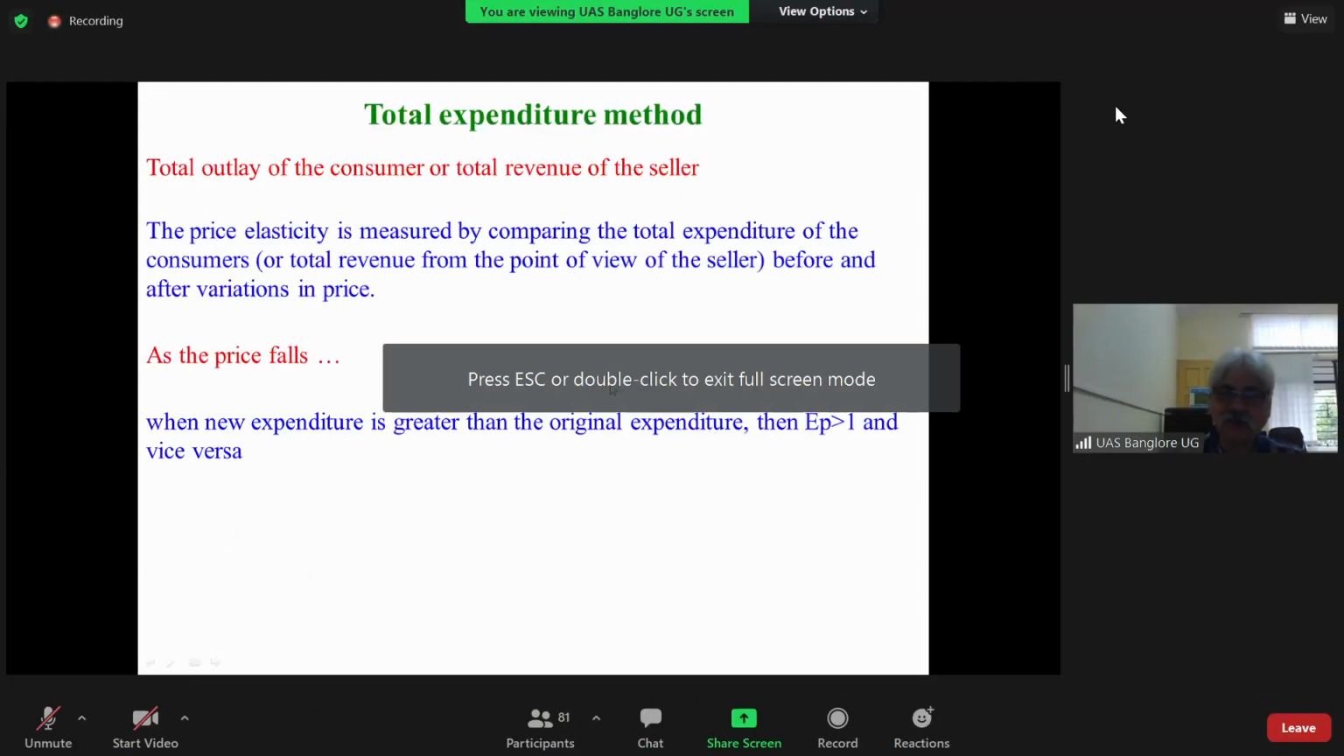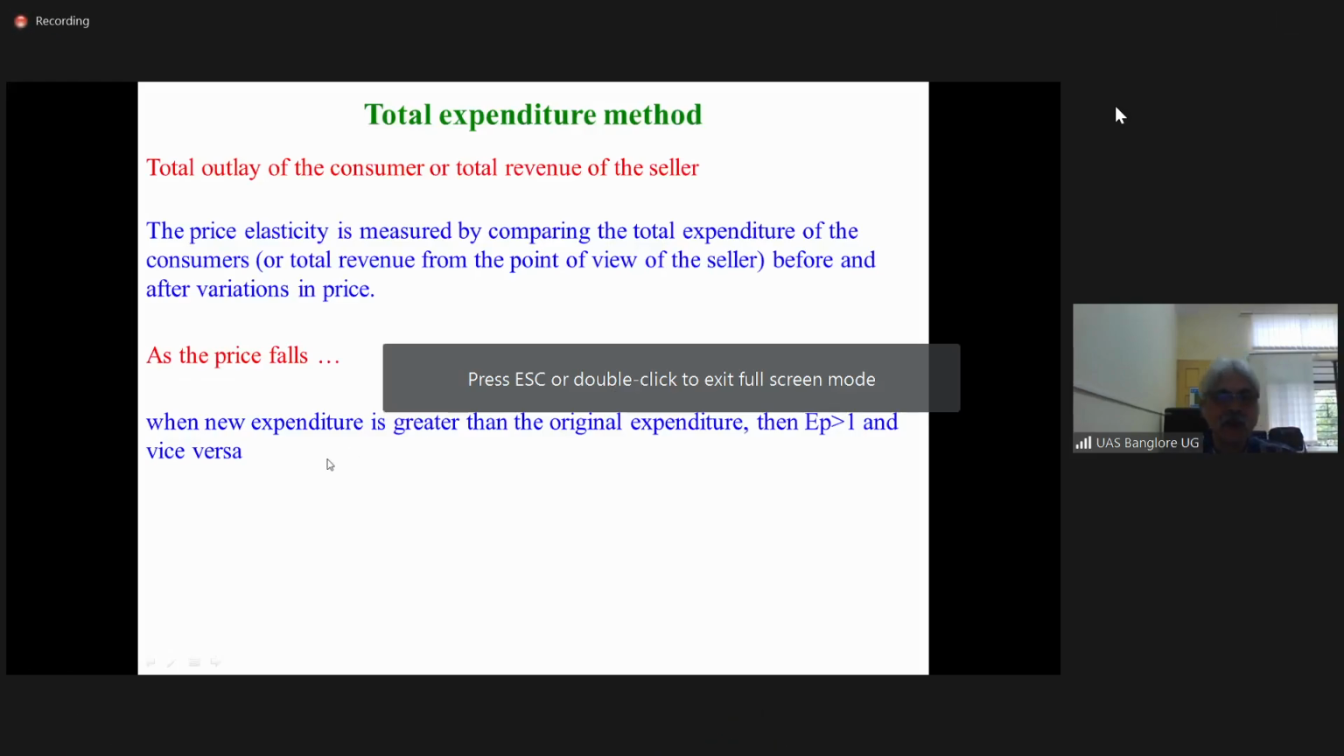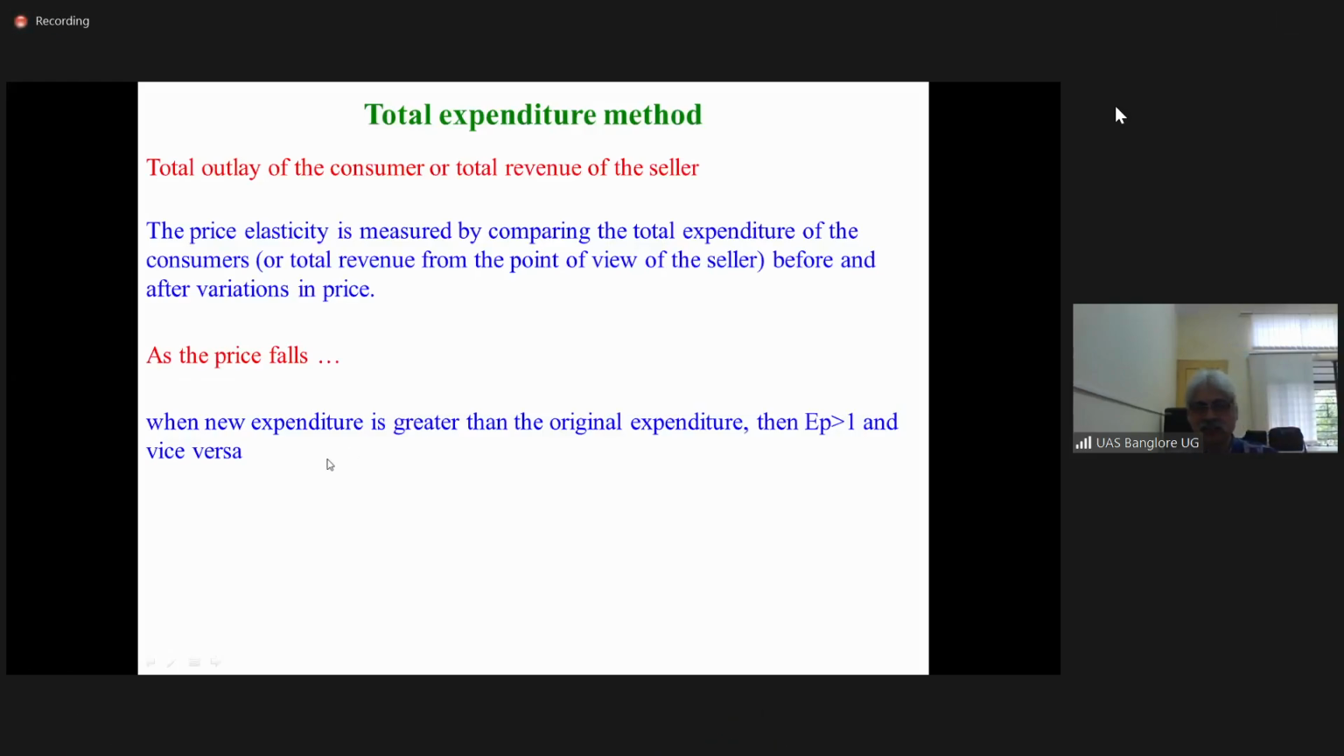As the price falls, when new expenditure is greater than the original expenditure, so when the price of a commodity decreases and you spend more money on that, then the coefficient of price elasticity of demand would be greater than 1.